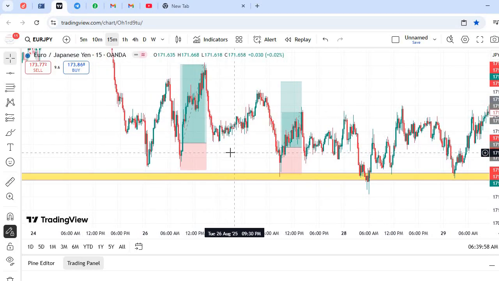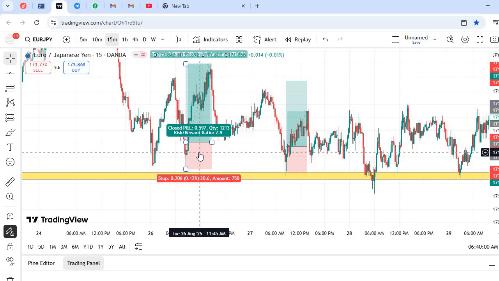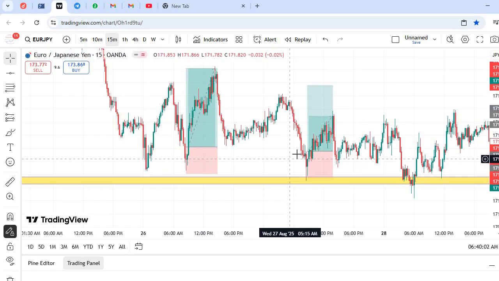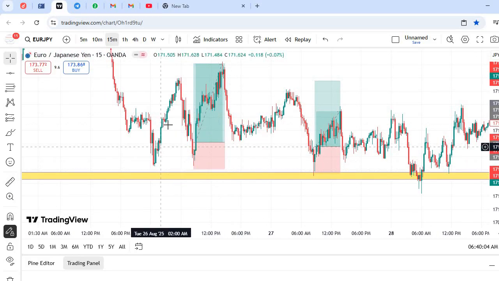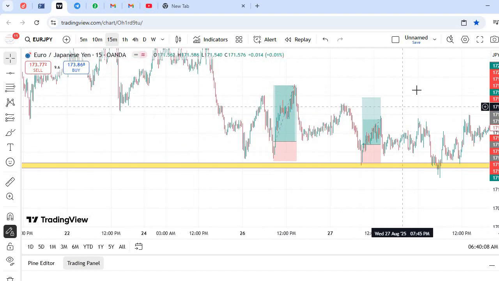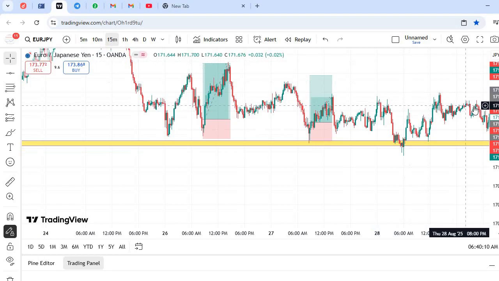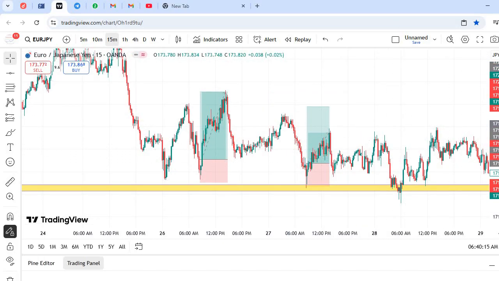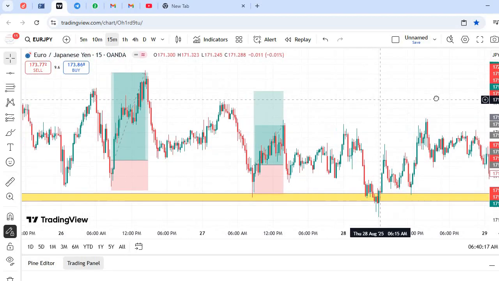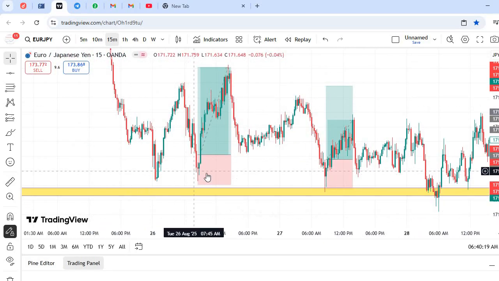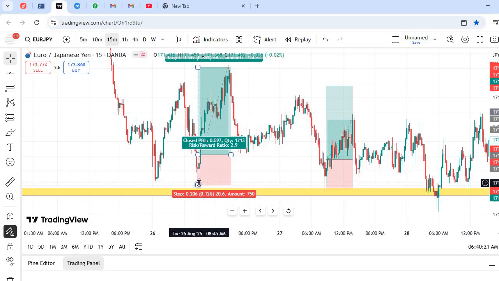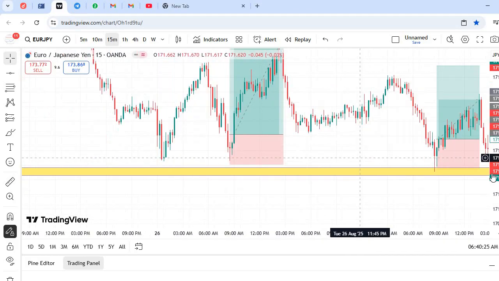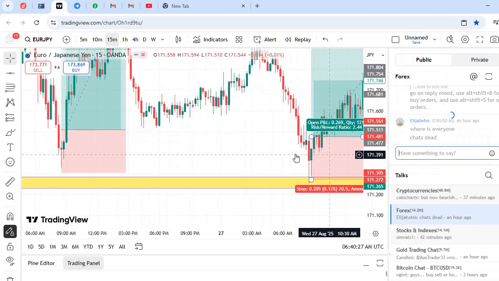Like for instance, this trade I took to this date. This was a buy that I took. So I waited for a pullback. For this buy, I used my liquidity sweep. Can you see? Price came down. If you zoom in very well, you see that price actually came down here.